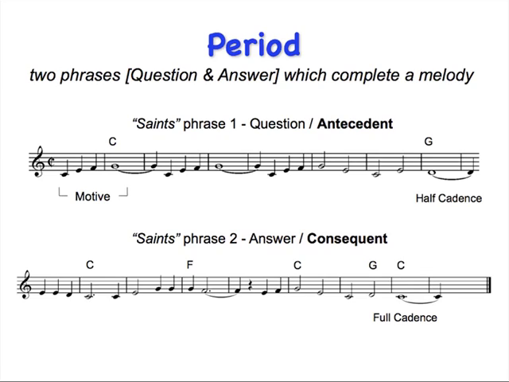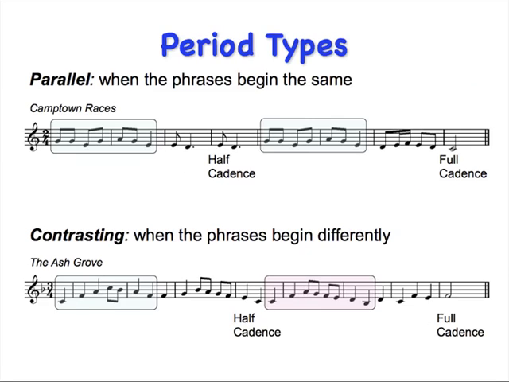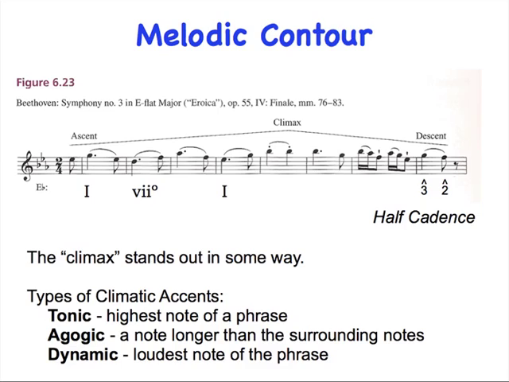We have parallel periods where the second phrase starts the same as the first phrase. We have contrasting periods where the second phrase starts differently than the first phrase. And there's also 3 phrase periods and a double period, 4 phrase period.